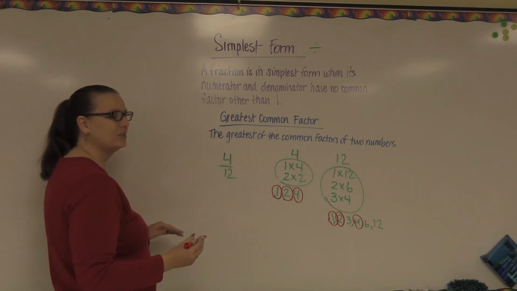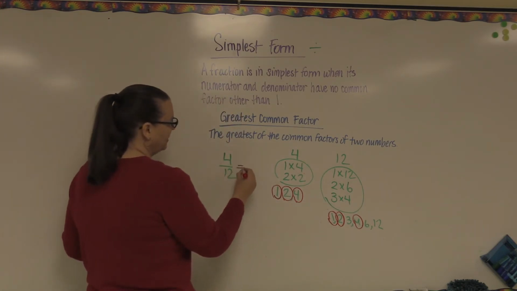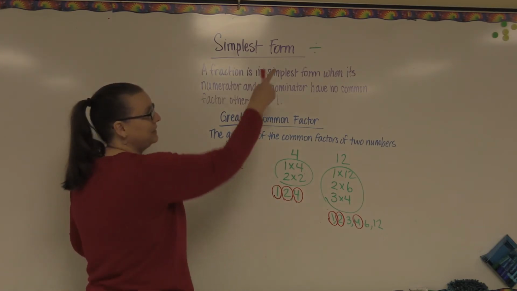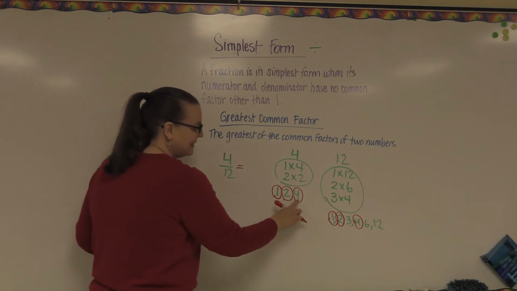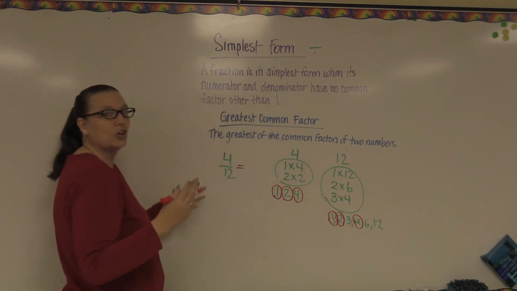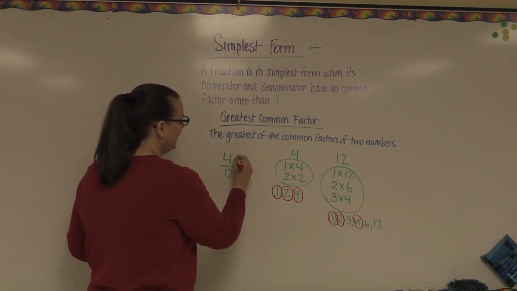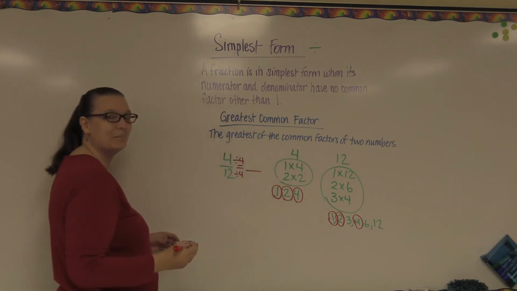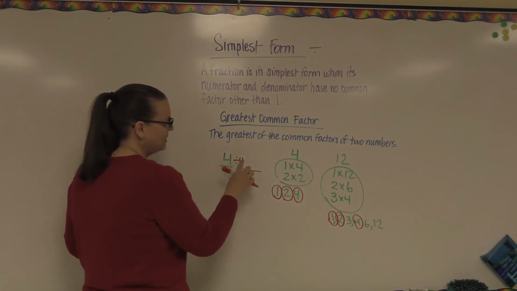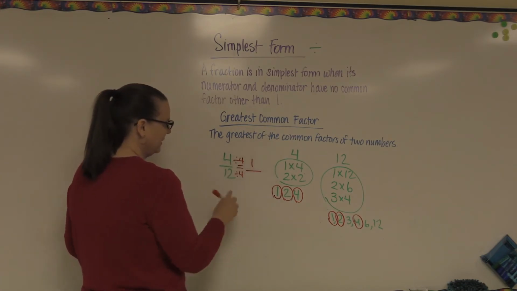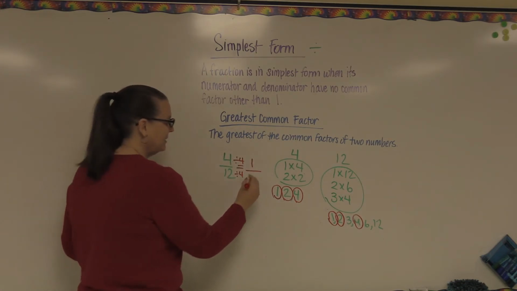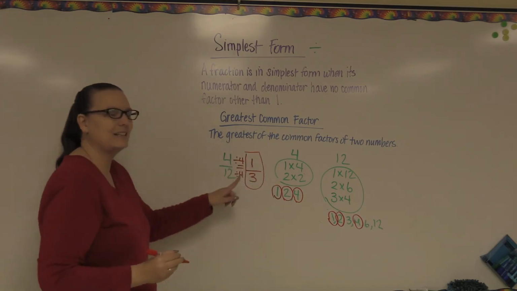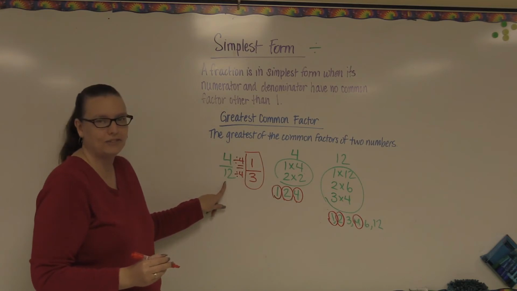We're going to come back to this original problem. We're going to simplify or make it as small as we can using division. So since they both share a 4, and that's the greatest common factor, we're going to divide the top and the bottom by 4 to create the simplest form. So 4 divided by 4 is 1, and 12 divided by 4 is 3. This right here, friends, is the simplest form of 4/12.